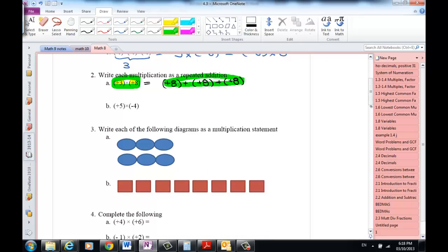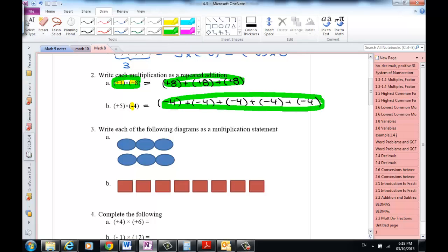In B, we have positive 5 multiplied by negative 4. So I can rewrite this as negative 4 plus negative 4 plus negative 4 plus negative 4 plus negative 4, 5 times. And what I want you to notice is that if I add all of these together, I would get minus 20. Now notice that 5 multiplied by 4 is also 20. And because the answers would be the same, a positive multiplied by a negative is going to be a negative, and therefore positive 5 multiplied by negative 4 is also equal to negative 20. We're going to make those rules in a second too.